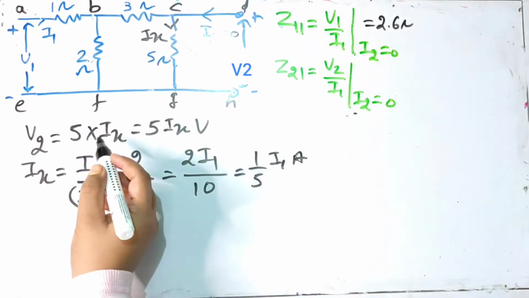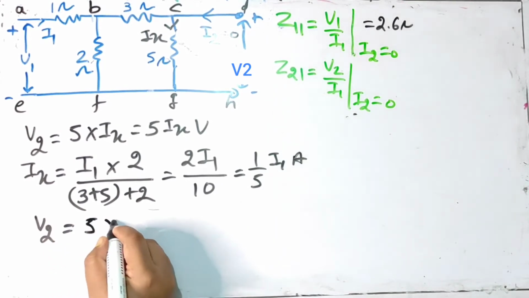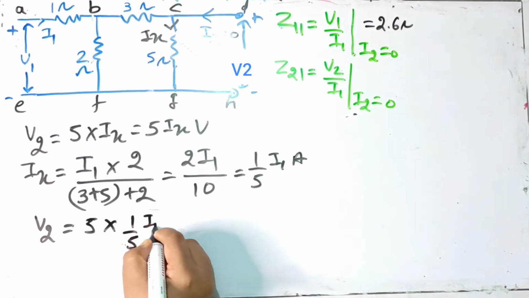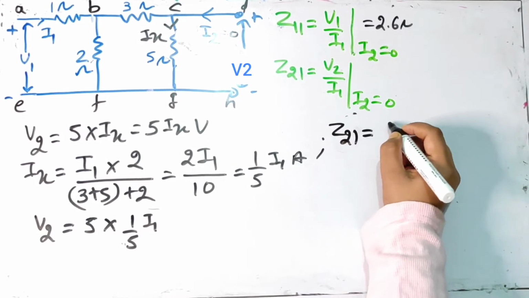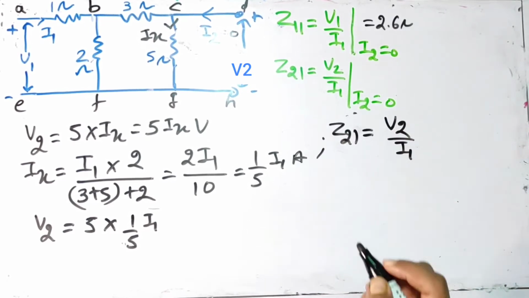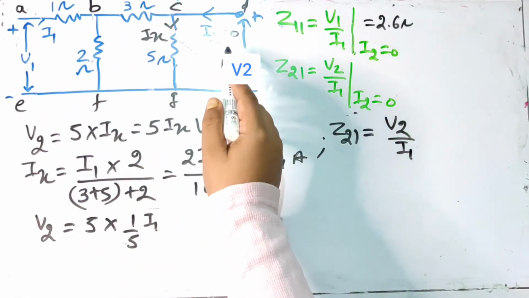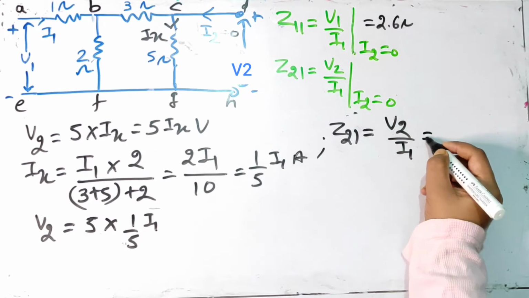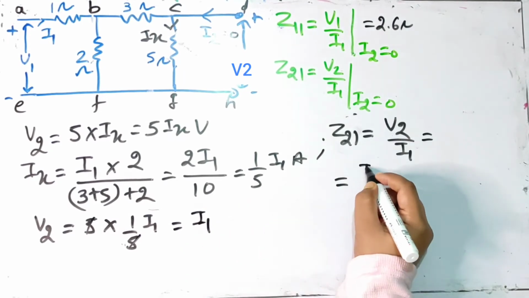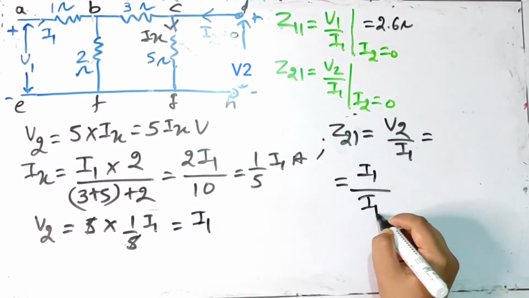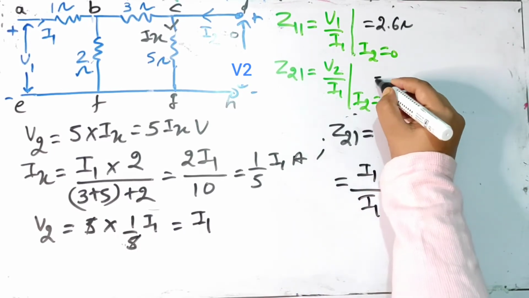Now I am simply going to put the values here. V2 is equal to 5 into 1 by 5 I1. From the Z21 formula, the value of Z21 is found out by V2 divided by I1 when I2 is equal to 0, and we are solving this equation so far assuming that I2 is equal to 0. So let's just put the value. This I1 will be cancelled out. The value of V2 by I1 is 1 ohm. So the value of Z21 we received as 1 ohm.